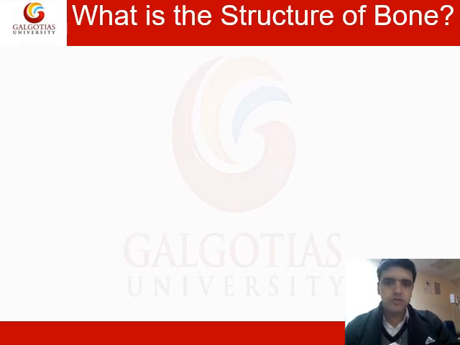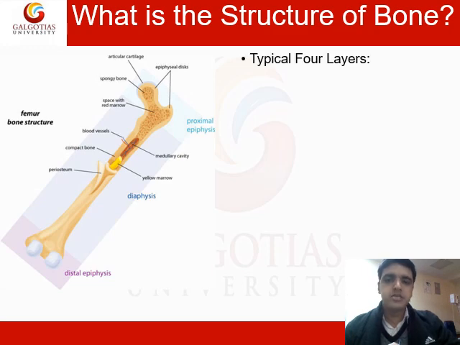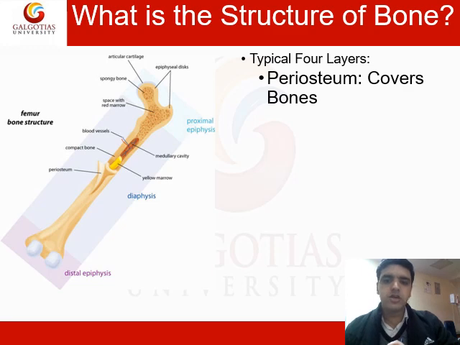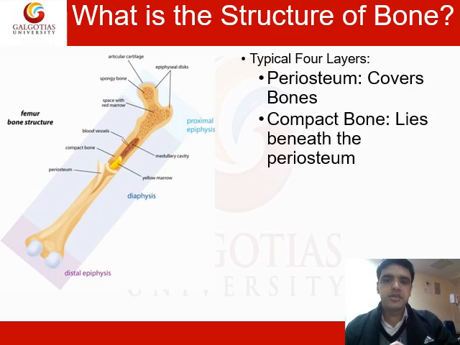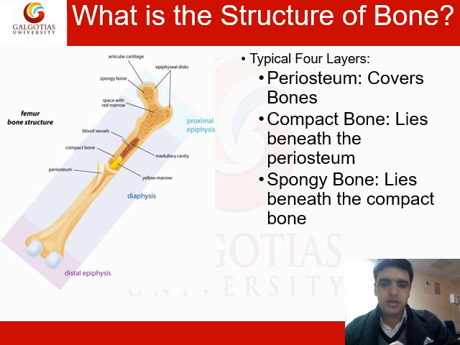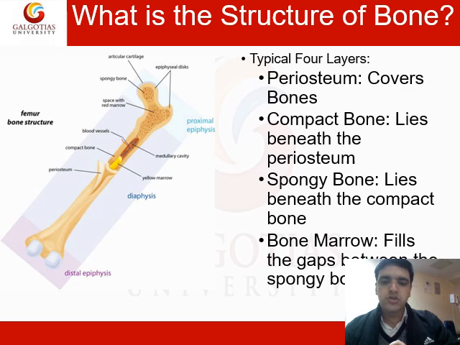What is the structure of a bone? A bone typically has 4 layers. First is the periosteum, which is the outer covering of the bone. Next is compact bone, which lies beneath the periosteum. The third layer is the spongy bone, which lies beneath the compact bone. And the fourth portion is the bone marrow, which fills the gaps within the spongy bone. The bone marrow is a kind of cavity where red bone marrow or yellow bone marrow can be stored.